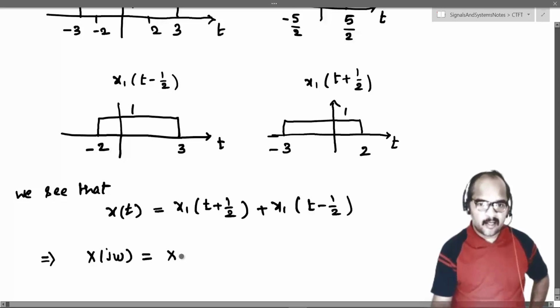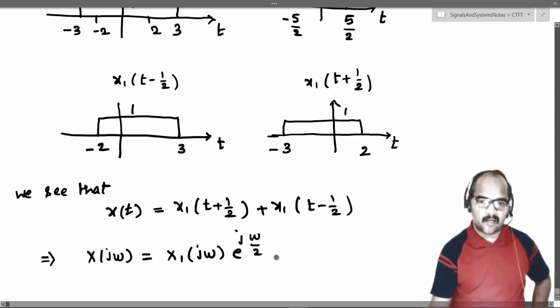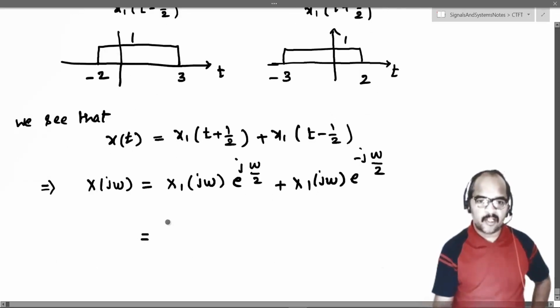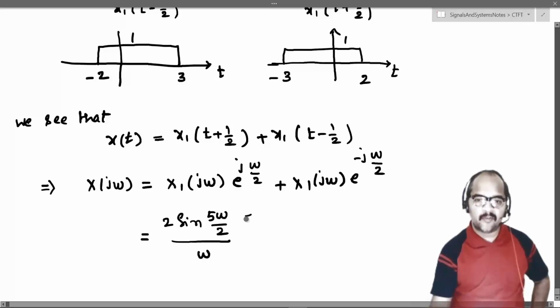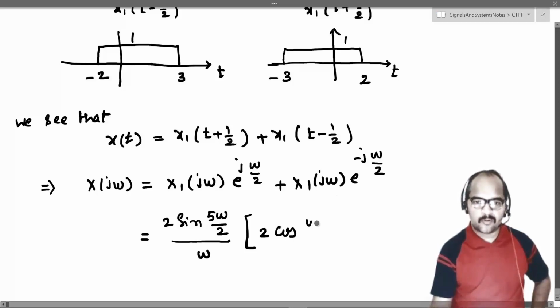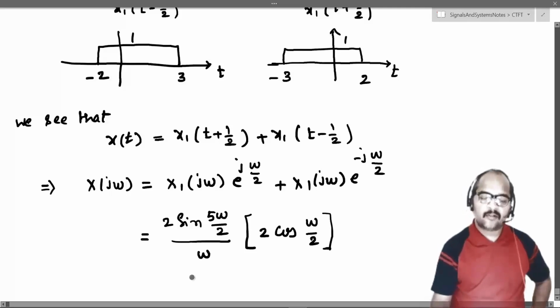We already know the answer. Or else I'll write down x1 of j omega multiplied with e power j omega by 2, plus x1 of j omega multiplied with e power minus j omega by 2. We already know x1 of j omega, which is equal to 2 sine 5 omega by 2 by omega, and that is common for both. So you'll get e power j omega by 2 plus e power minus j omega by 2, which is 2 cos omega by 2. So that would be the final answer.